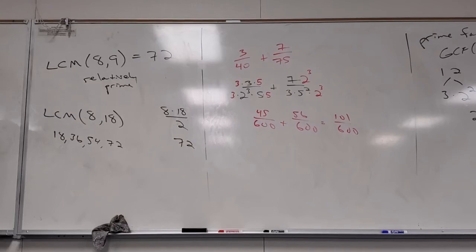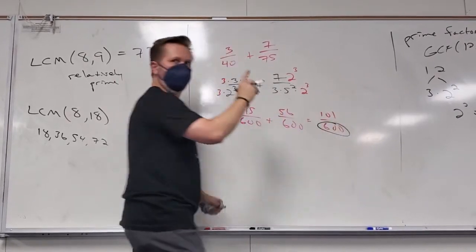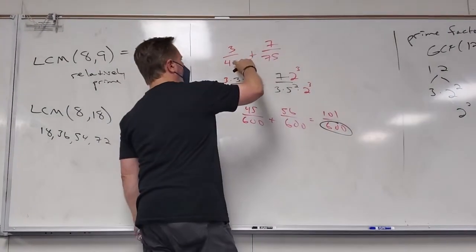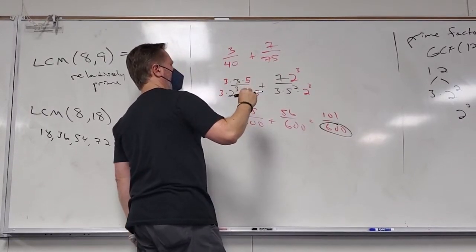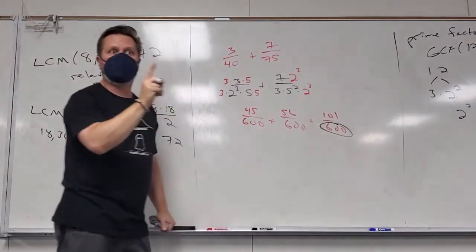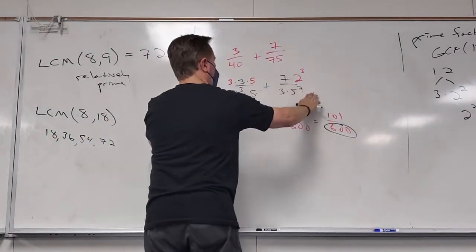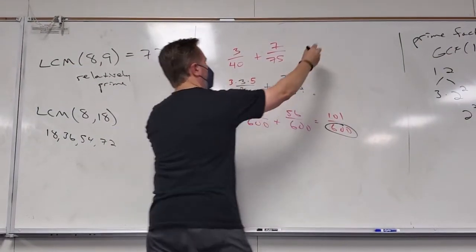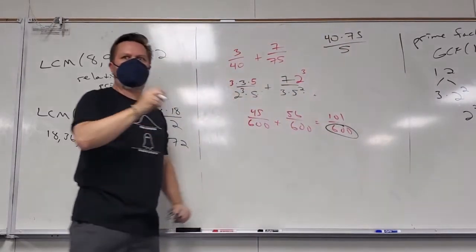All right. So again, this is a little side note, but it's a very interesting side note. Let's try it here. We know the answer is 600, right? What number do they both have in common? Five. Isn't that the only number they have in common? Let me take this away. They only have five in common. So what is 40 times 75 divided by the number they have in common?